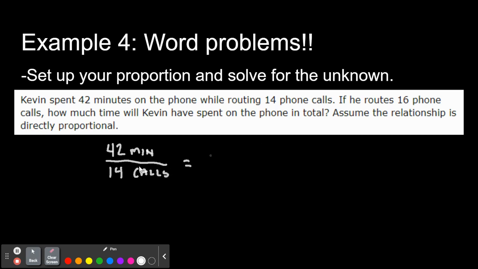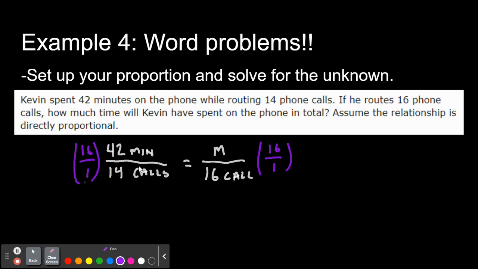If he routes 16 phone calls, we know the phone calls are on the denominator here. How much time will Kevin have spent on the phone total? So we're looking for how many minutes there. So notice I'm just reading through this and I'm setting up my proportion. And now we're just doing as we were doing in the last skill there. So I'm going to multiply both sides by 16. This is m divided by 16. To undo that division, we're going to multiply by 16.